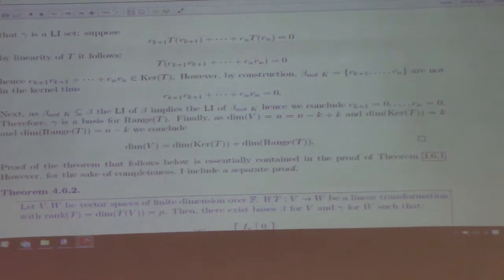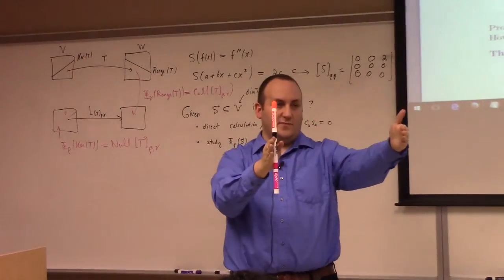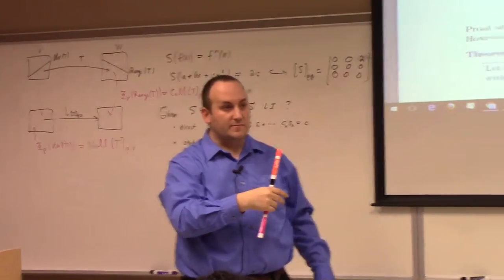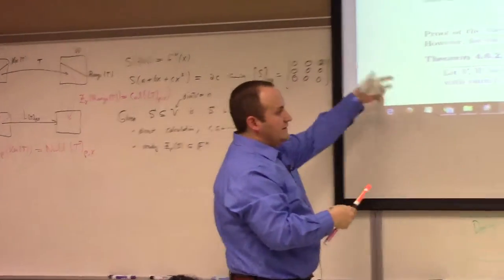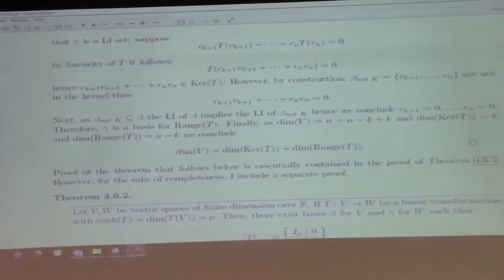But then you just count. So the number of things in the kernel basis is k. The number of things not in the kernel basis is n minus k. k plus n minus k is n, rank nullity theorem. Bam.